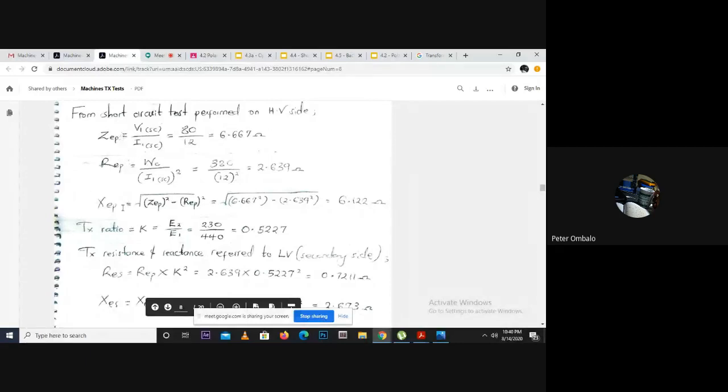So we are going to convert these into the secondary equivalent, or the low voltage side equivalent. First we'll have to obtain the transformer ratio. This we were given, because it was a 230/440 transformer. So we obtained the ratio to be this.